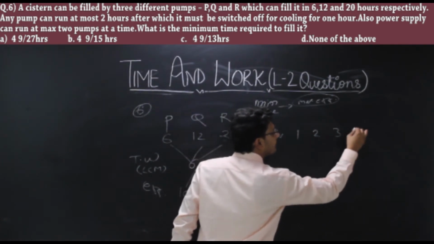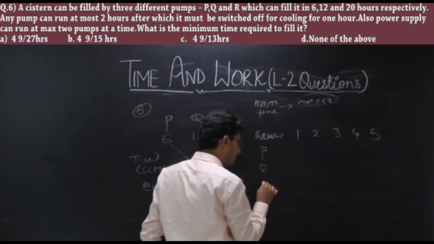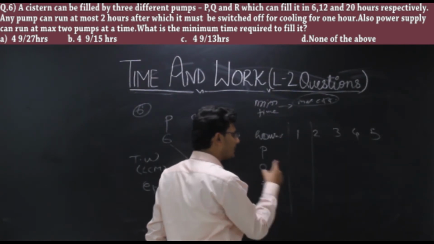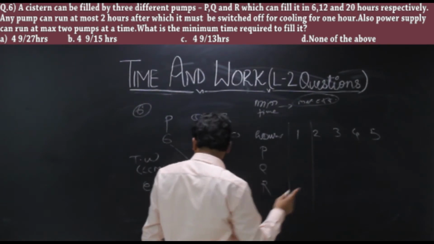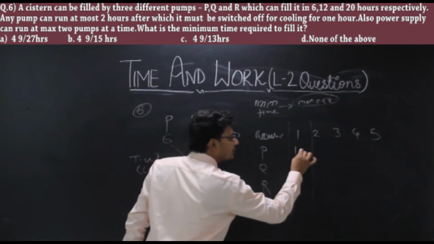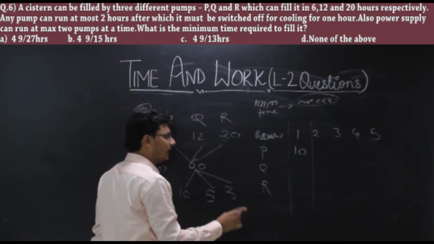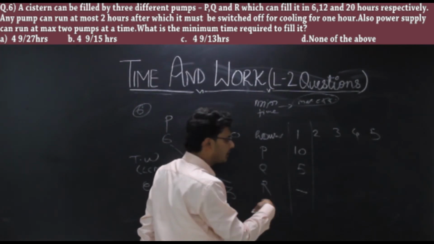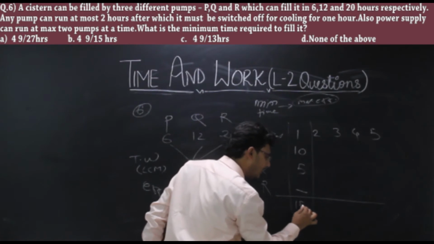1 2 3 4 5 whatever, and let's say these are the pumps P, Q, R. So obviously, for the first hour, the most efficient are P and Q. So I'll allow P to run. How much work will he do? He will do 10 units of work in the first hour. In the same way, the second best efficient is 5. So I'll allow this also, and I'll make the third pump rest. So total work done in the first hour is 15 units.